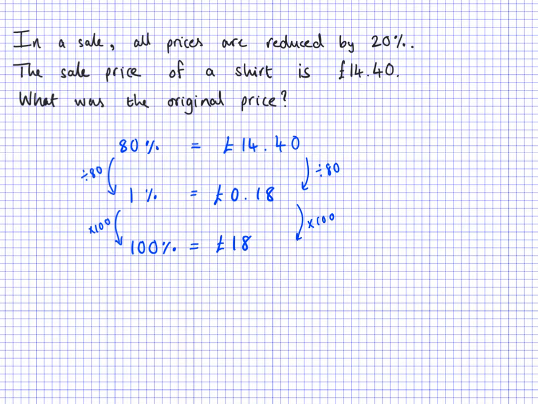Now, you might think of other ways of doing it as well. You might have said, okay, 80%, let's make that into 10%. So if you wanted to make that into 10%, this would be 10%, but this would be divided by 8. This would also be divided by 8. Remember, you have to do the same thing on both sides.